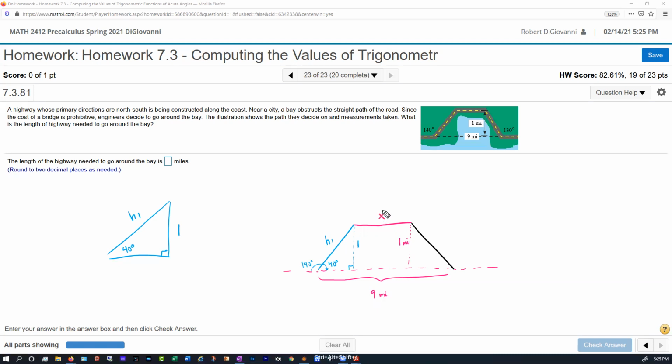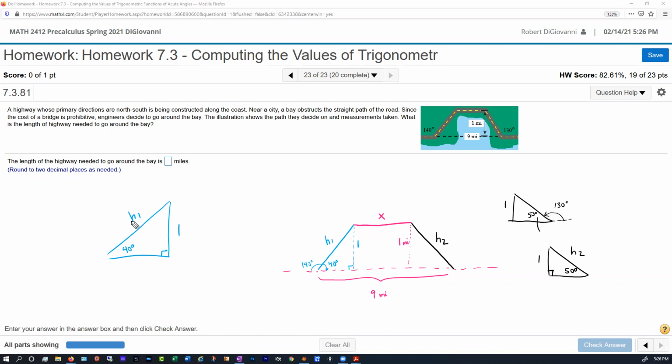And then we have this hypotenuse, which I'm going to call H2, that comes off of this triangle. We know this is 1, and because this angle here is 130, that means that this angle is 50. So we have this 50, right angle, and 1, and then hypotenuse 2. Now, we should be able to find hypotenuse 1 and hypotenuse 2 from these two triangles. We still don't know how to get X yet, but we'll get back to that in a minute.